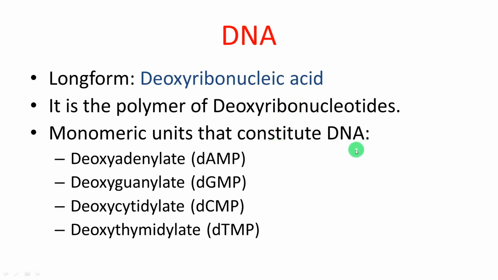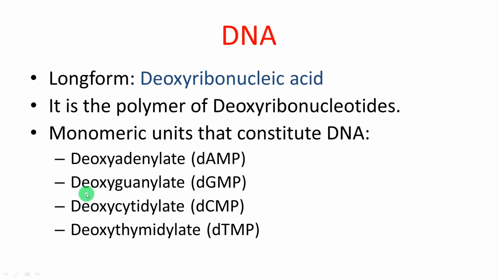There are 4 monomeric units. There are 4 types of deoxyribonucleotides which usually constitute this DNA. Which are those 4 types? They are given below. The first monomeric unit or the first deoxyribonucleotide is deoxyadenylate, that is dAMP, where small d indicates deoxyribose, and AMP is adenosine 5-monophosphate.